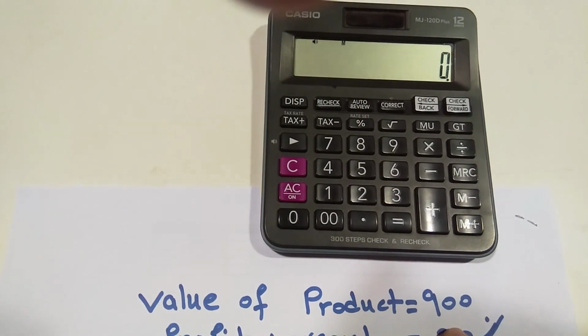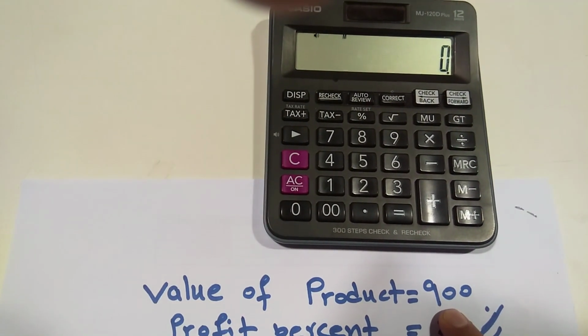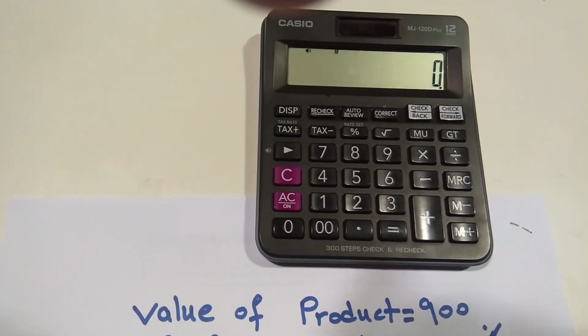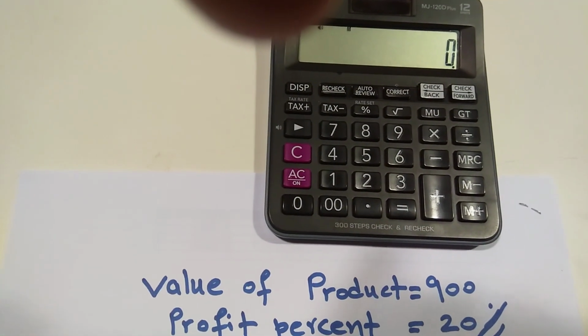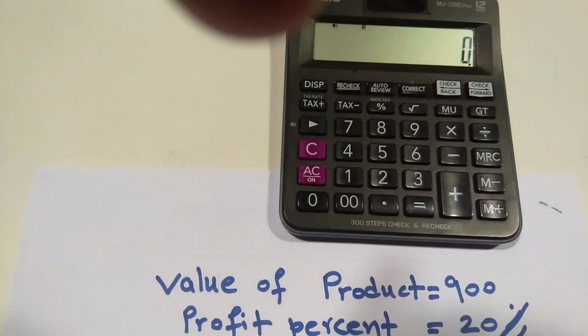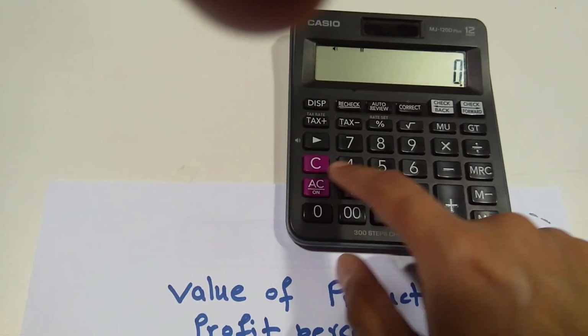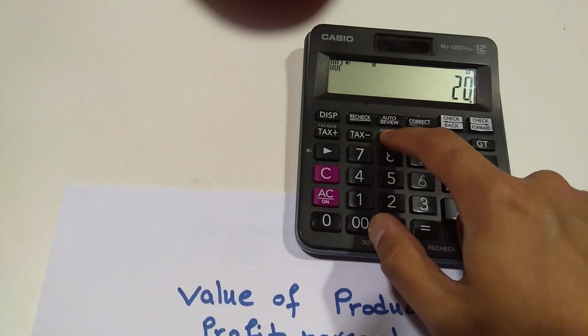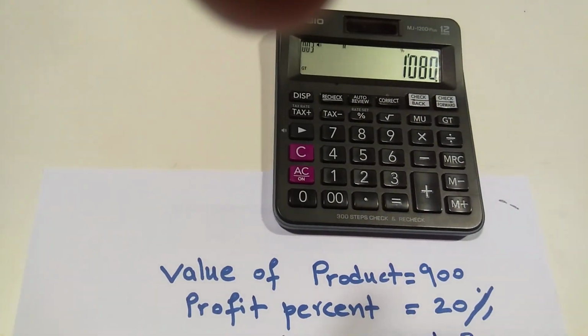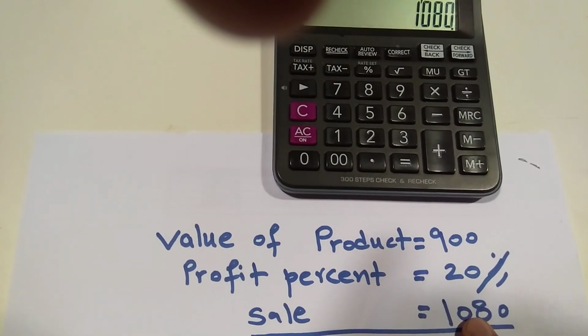shopkeeper wants to sell you a product and the product value is 900, but he wants a profit. He said he wants to keep 20% profit on it. Okay, so what he will calculate first is 900 plus 20 and then the percent button. So he wants to sell you the product at 1080.